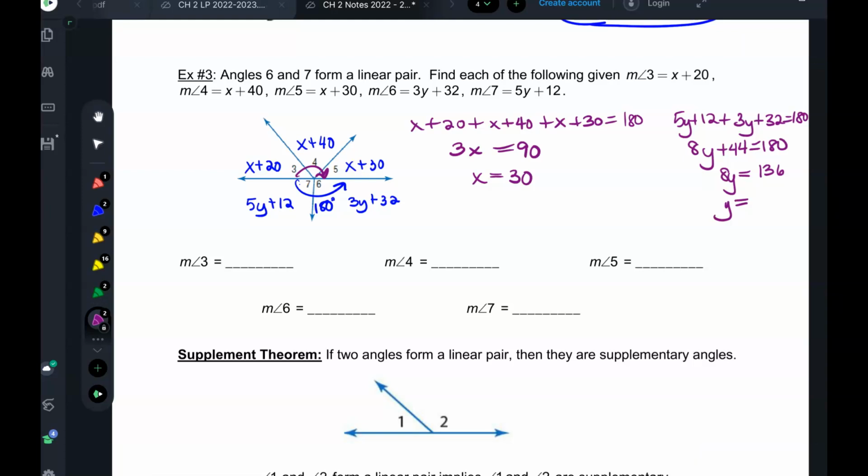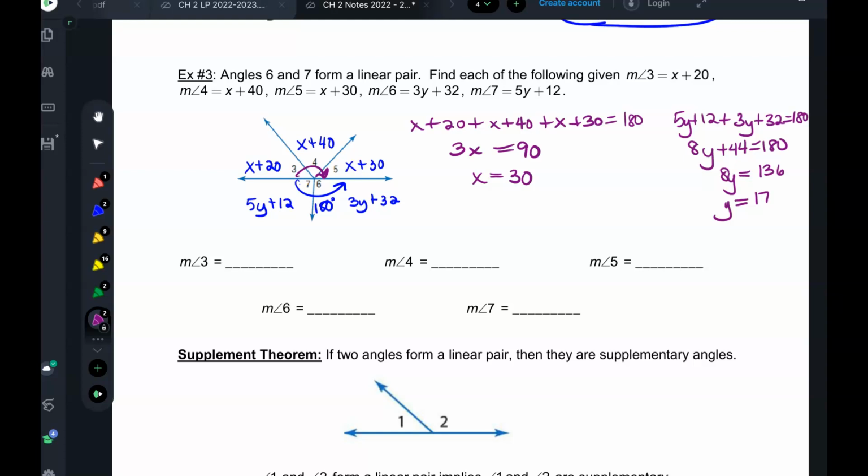Does it go in? Probably does. But how do we? I can't find my calculator. Oh, my calculator here was dead. 17. That's not very convenient. 17? 17. Okay.